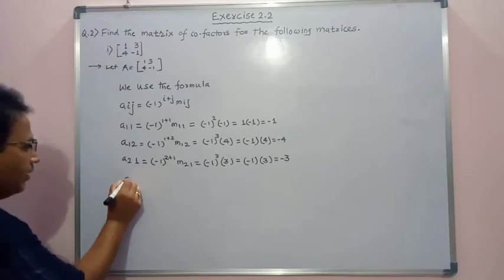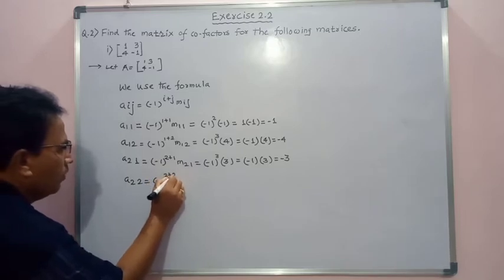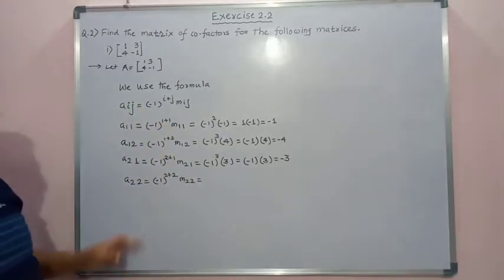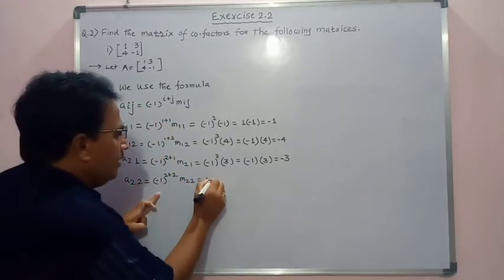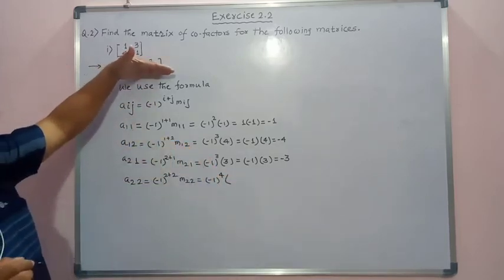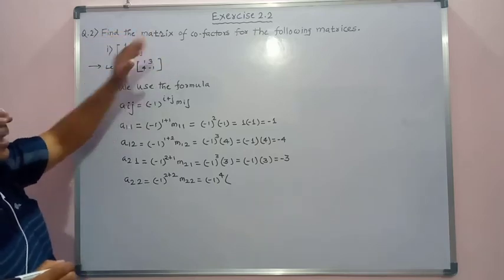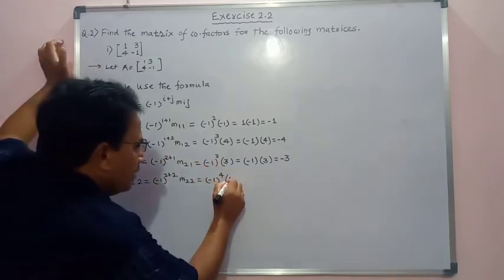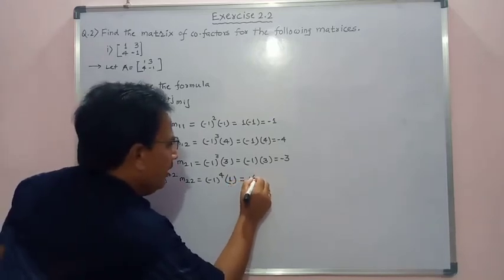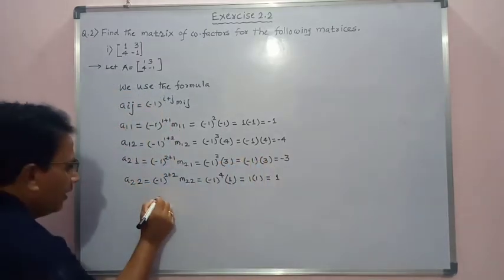The next cofactor is A22, equal to minus 1 raised to 2 plus 2 into M22. Minus 1 raised to 2 plus 2 is 4, so minus 1 raised to 4 into M22. M22 means leaving off the second row and second column. This minor is 1. Minus 1 raised to 4 is plus 1, into 1. This cofactor is 1. Therefore, the cofactors of A.